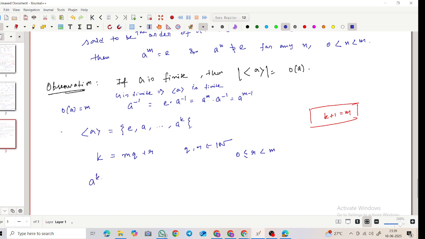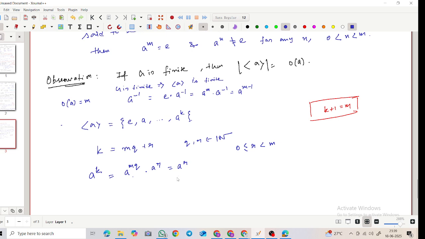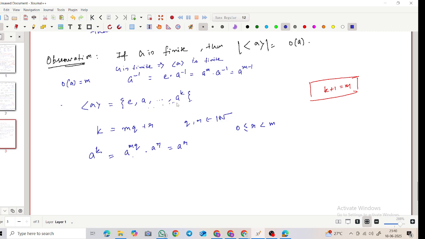Clear? So you see, once you do A to the power K, you get A to the power MQ times A to the power R. You see, this thing is identity, so you get A to the power R. So A to the power K is A to the power R. So if you come back here, you can replace A to the power K by A to the power R. So the group becomes A to the power 0, A to the power 1 and 2, up to A to the power m minus 1. Clear? Because whenever you have something greater than or equal to m, you can just divide it by m and take the remainder. So that's how you get that. You don't need it; that is direct. The order of this group is basically nothing but m, which is the order of A. Clear?